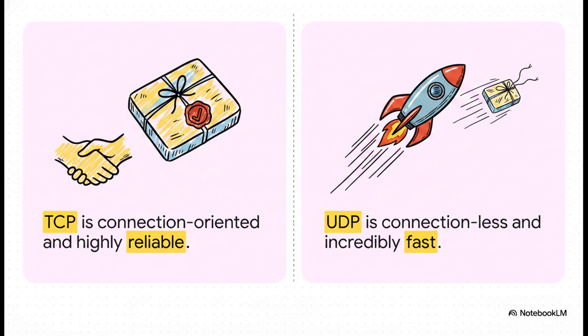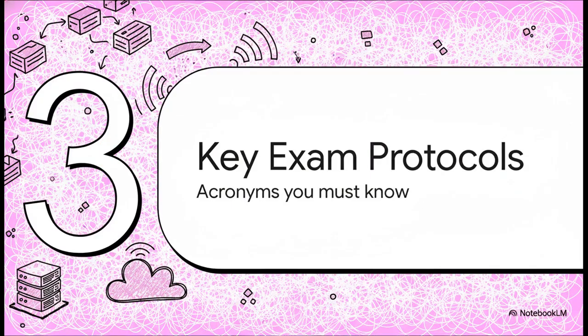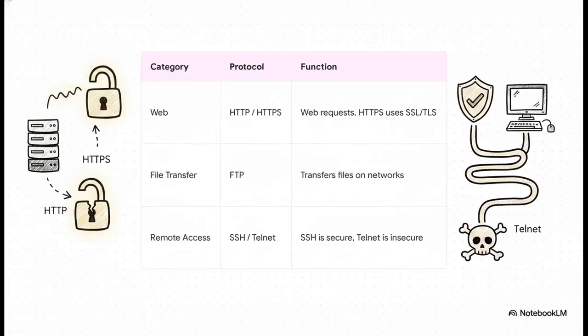UDP, though, is totally connectionless. It just throws your package onto a ridiculously fast train and hopes for the best. There's no error checking, no handshakes, just pure, unadulterated speed. Okay, let's jump straight into section 3 and rapid fire through the key network protocols. Here is a highly structured breakdown of your absolute exam must-knows.